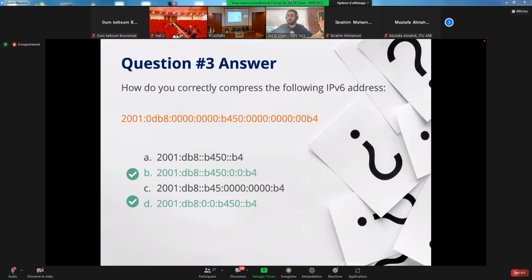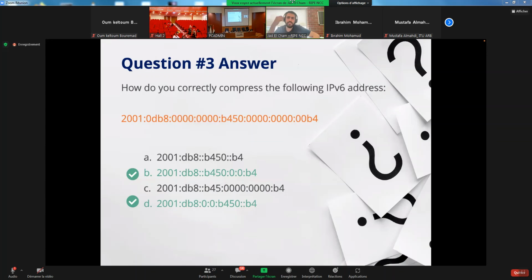So how do we reformulate the original IPv6 address? Let's suppose I have A, the IPv6 address written in A. How do I decompress it? How many groups can I see already? I have 2001, this is 1, DB8, 2, B450, 3, and B4. So I have 4 groups, right? How many groups am I missing? I'm missing 4. So these 4 are groups of zeros, because this is what I can remove with the double colon.